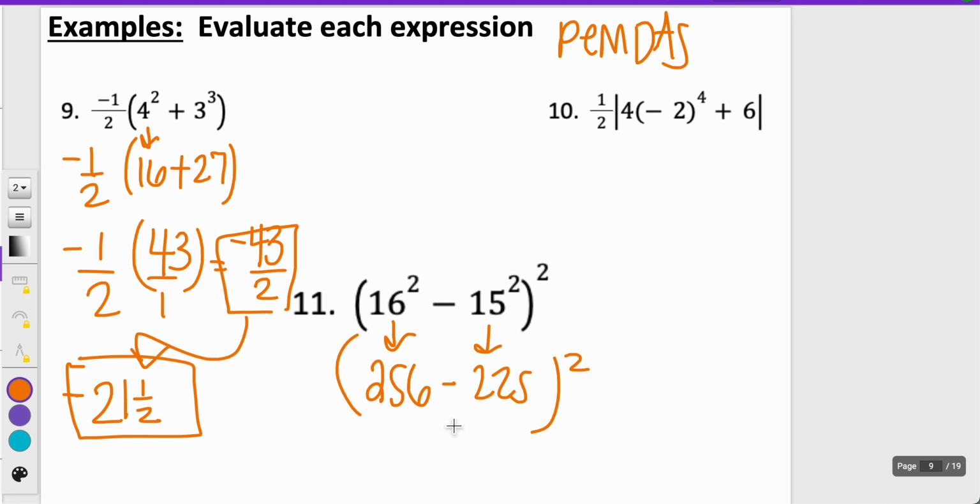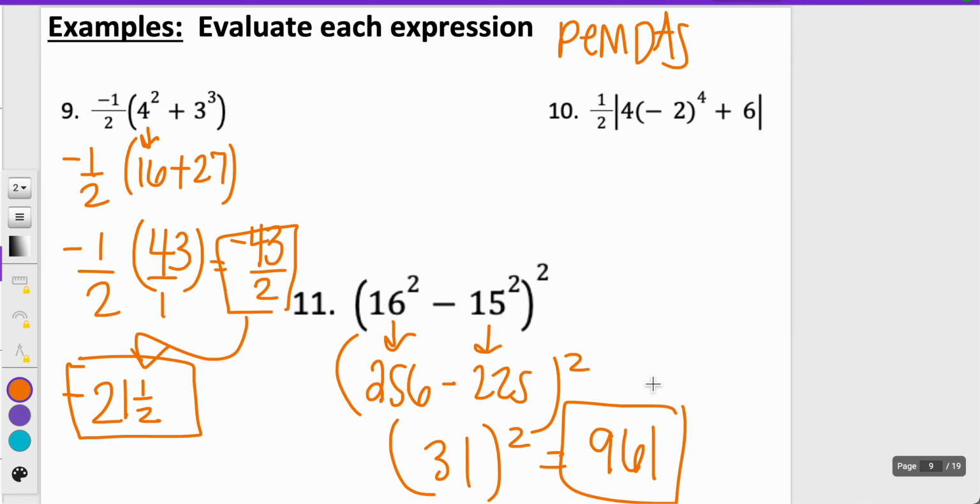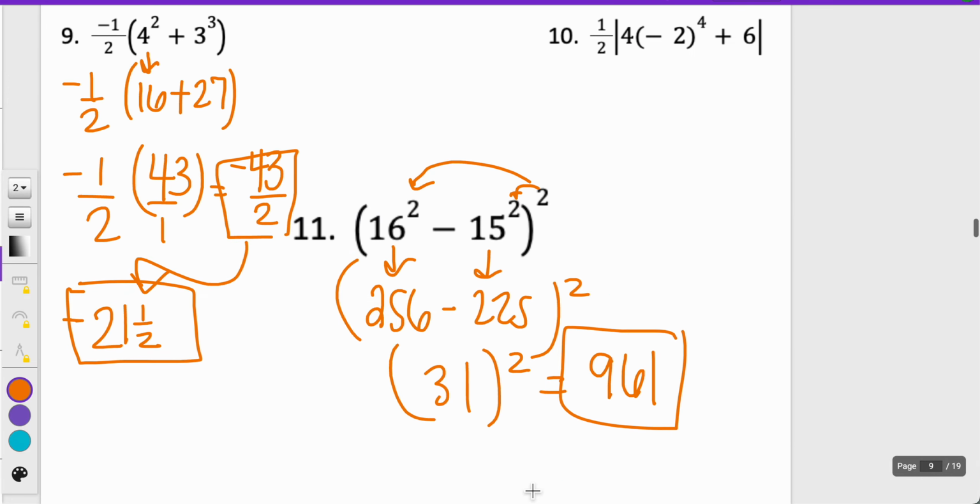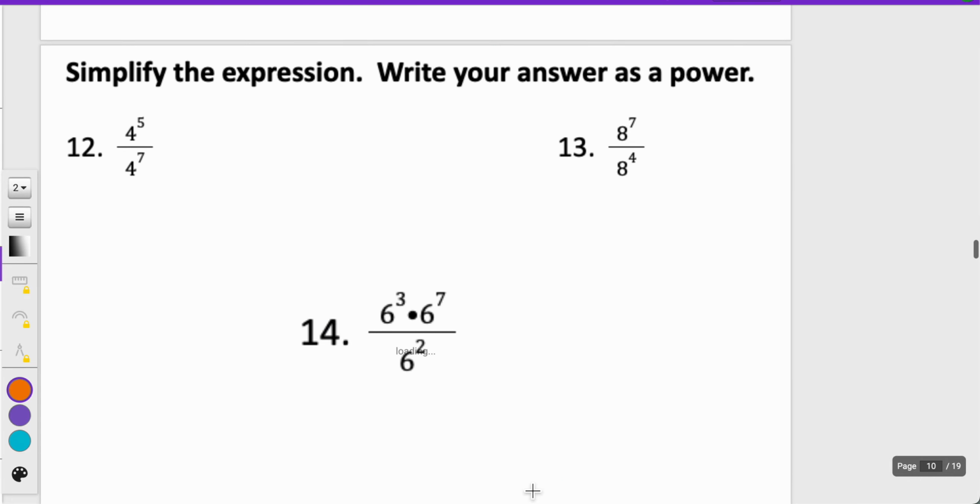56 minus 225 is 31, and then I take that and square it. 31 squared gives me 961. You could have also distributed this to both these exponents and made it 16 to the 4th minus 15 to the 4th, and that would still work because that's using your power of a power.